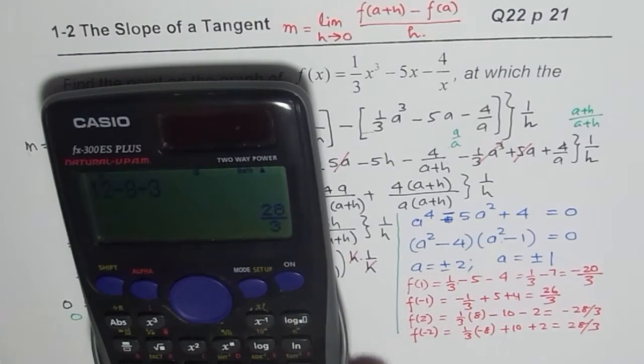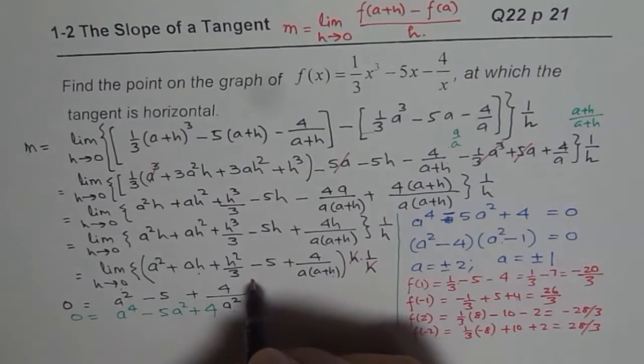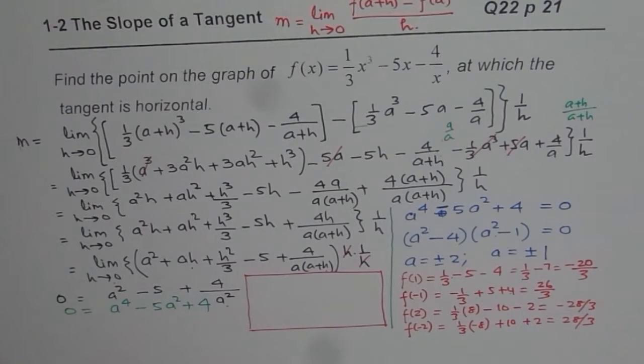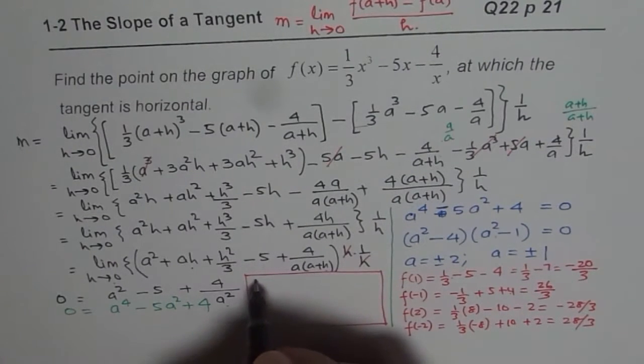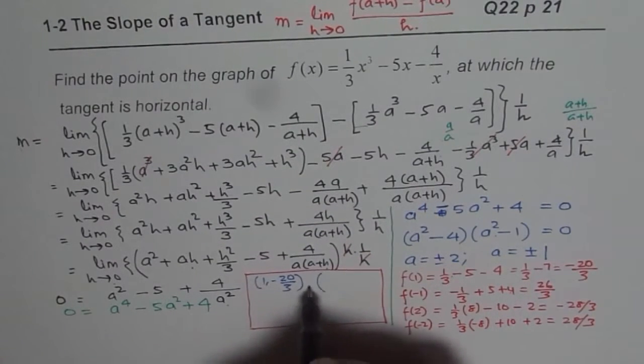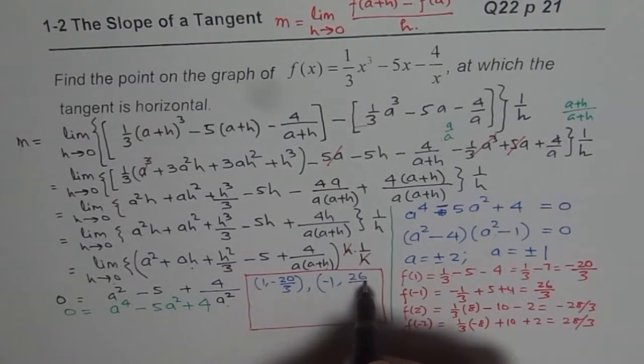So these are the points for us. Let me write down now the solution in this box here. So we have 4 points, correct? Let me push this a bit. The points are 1, minus 20 over 3. That is the first point. And then with minus 1, we get 26 over 3.